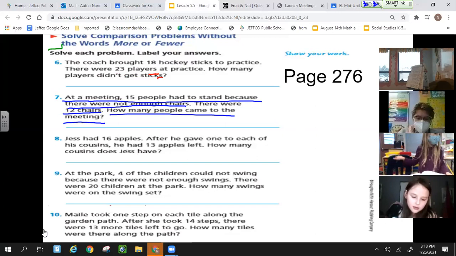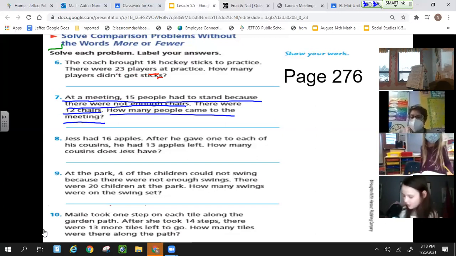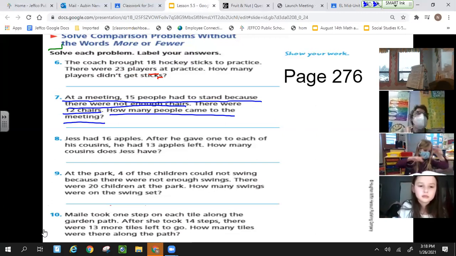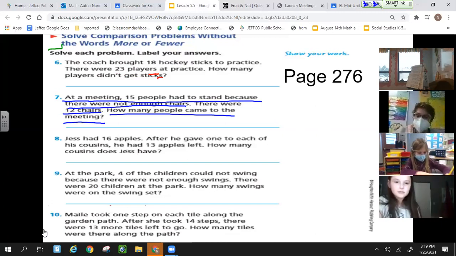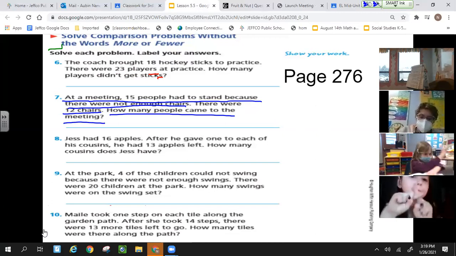Whoa, that's tricky. 15 people had to stand because there's not enough chairs. There were 12 chairs. Okay, I see 12 chairs. Are you guys picturing it? You walk into a room, there's 12 chairs with people in them. There's also around the border of the room 15 people standing. How many people came to the meeting? Show me what operation we're going to use. Show me what you're thinking. Paxton, I'm not sure what you're thinking. Henrik, what are you thinking?